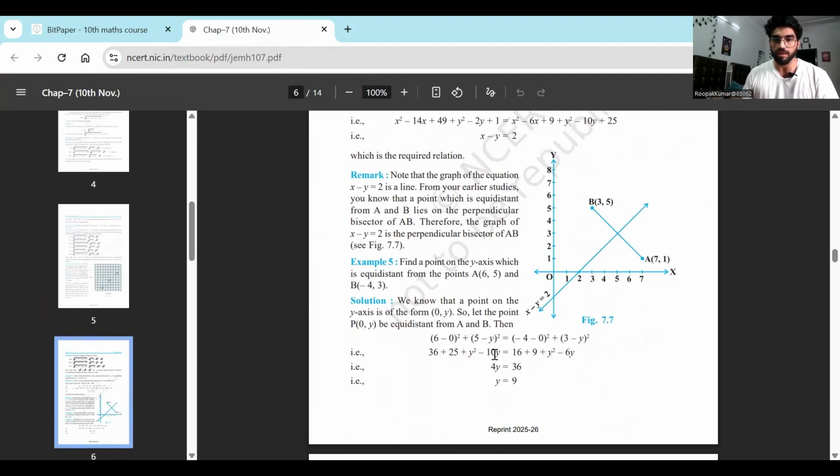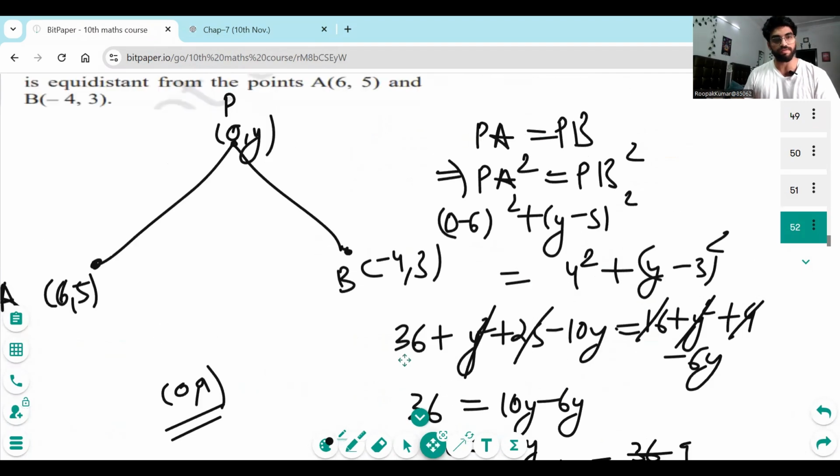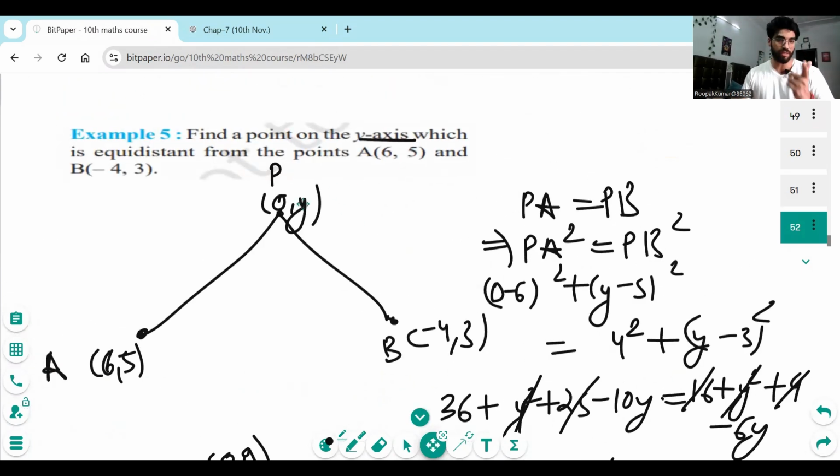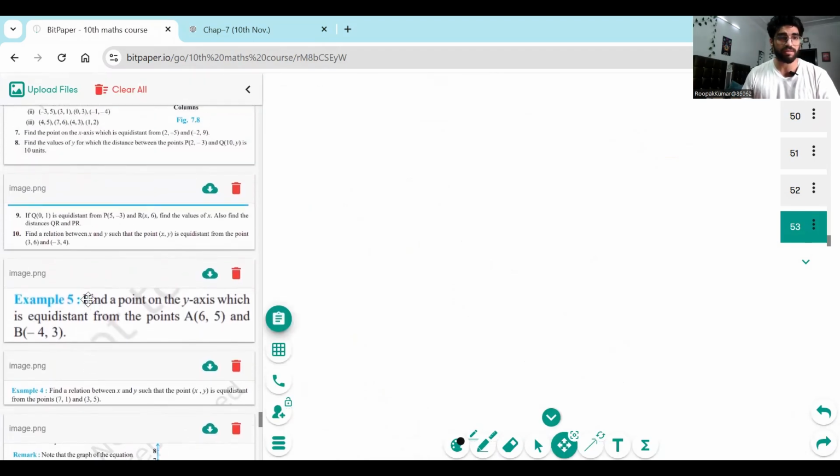Let's check the answer. Yes, so 9 is the answer. So that's how we do the equidistant type, be it x-axis or be it y-axis. If x-axis, then y is 0. If y-axis, x is 0. So it's done. Let's come back to the exercise.